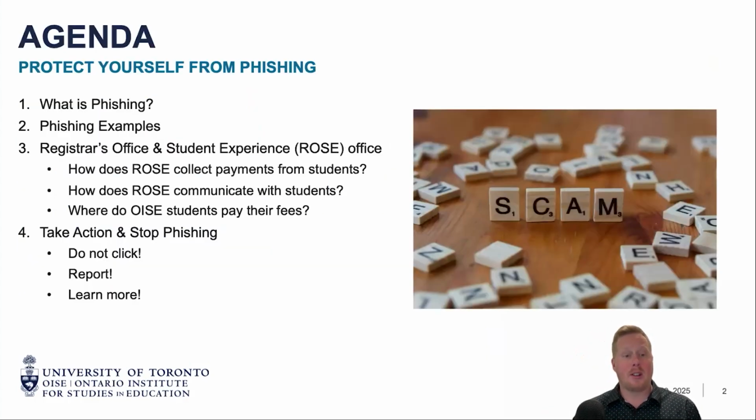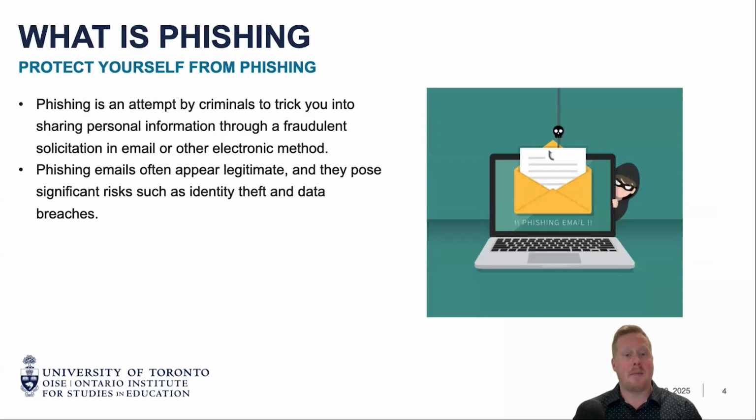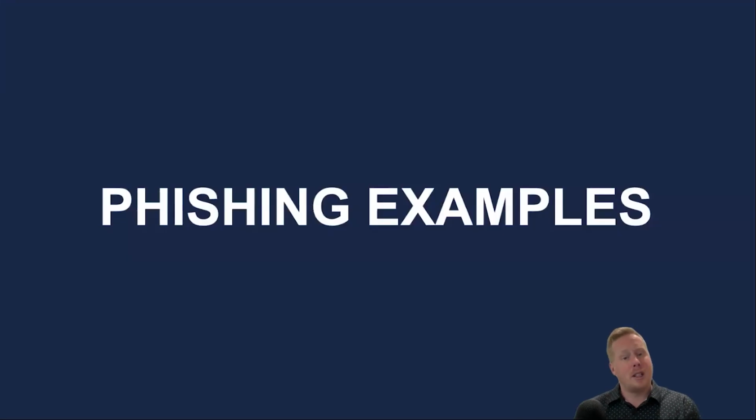In this video today, I'll talk about what phishing is, I'll show you some examples of phishing emails, and then we'll talk about how the Rose Office and Education Commons will come into play. So first things first, what is phishing? Phishing is an attempt by criminals to trick you into sharing personal information through a fraudulent solicitation in email or other electronic method. Phishing emails often appear legitimate and they pose a significant risk such as identity theft and data breaches.